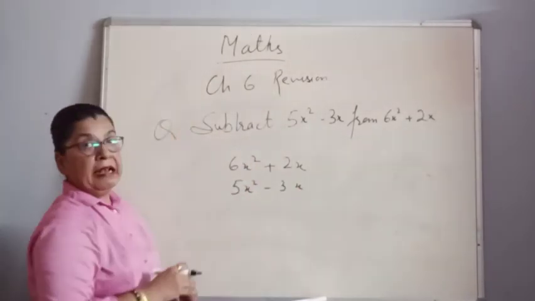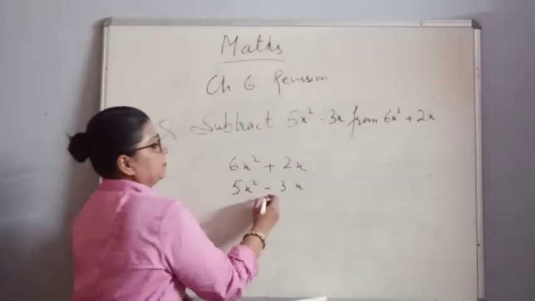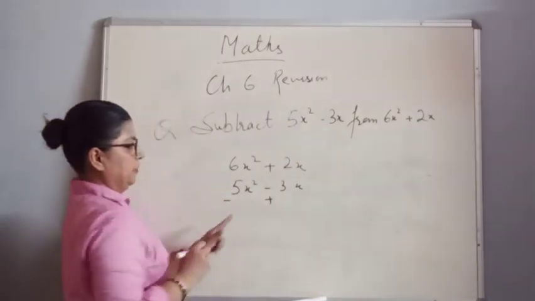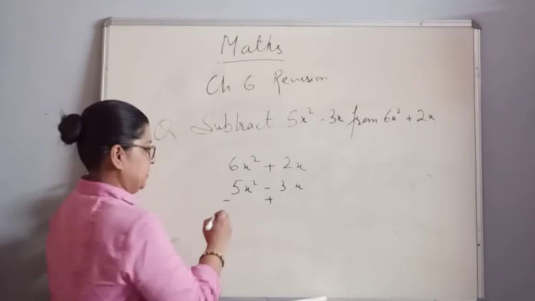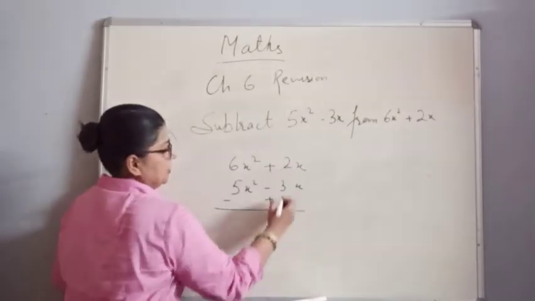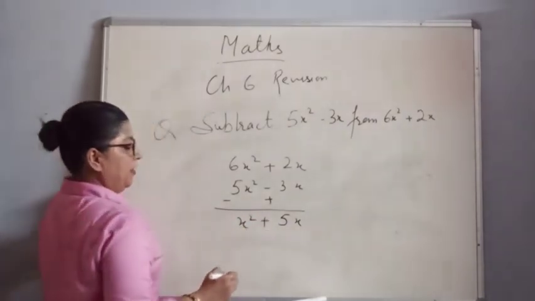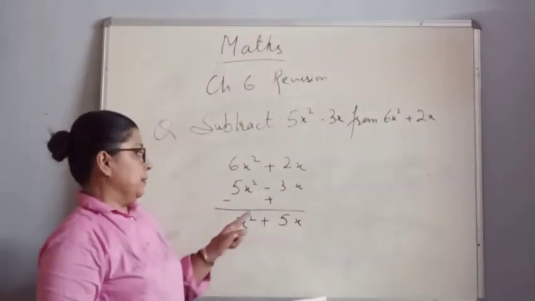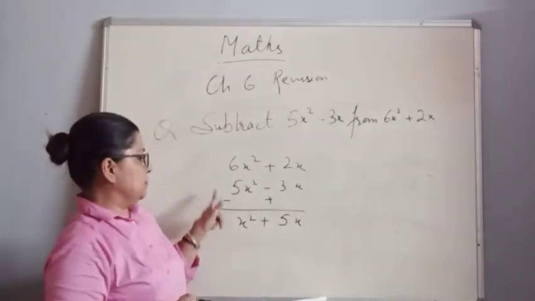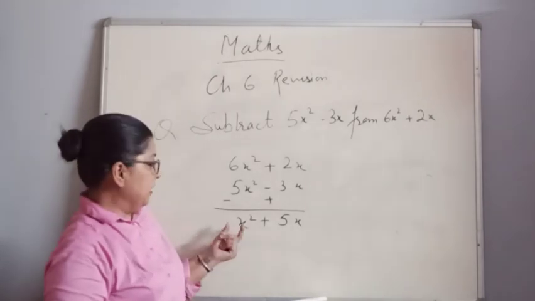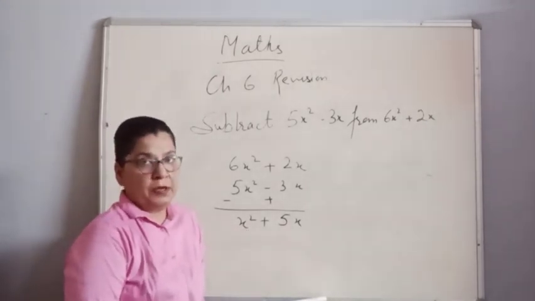We have to write like terms in a column. As this is subtraction, we will change the sign of the number. Minus 3 has changed to plus, plus 5 has changed to minus. We will do 3 plus 2, 5x; 6 minus 5, x square. So our answer is x square plus 5x. We have to take the sign of the bigger number. Here 6 is bigger, so we have written plus x. And when there is no digit before x square, it means it is 1x square.